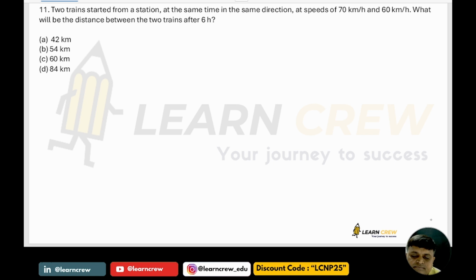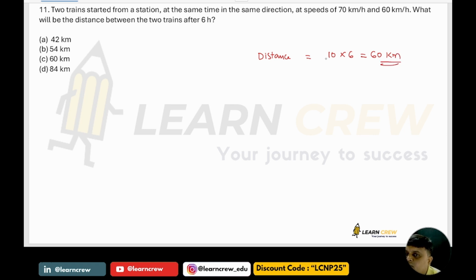Question number 11. Two trains started from a station at the same time in the same direction at the speeds of 70 kilometer per hour and 60 kilometer per hour. What will be the distance between them after 6 hours? In 1 hour, one train is covering how much? 10 kilometers more. In 6 hours, 10 into 6, which is 60 kilometers.